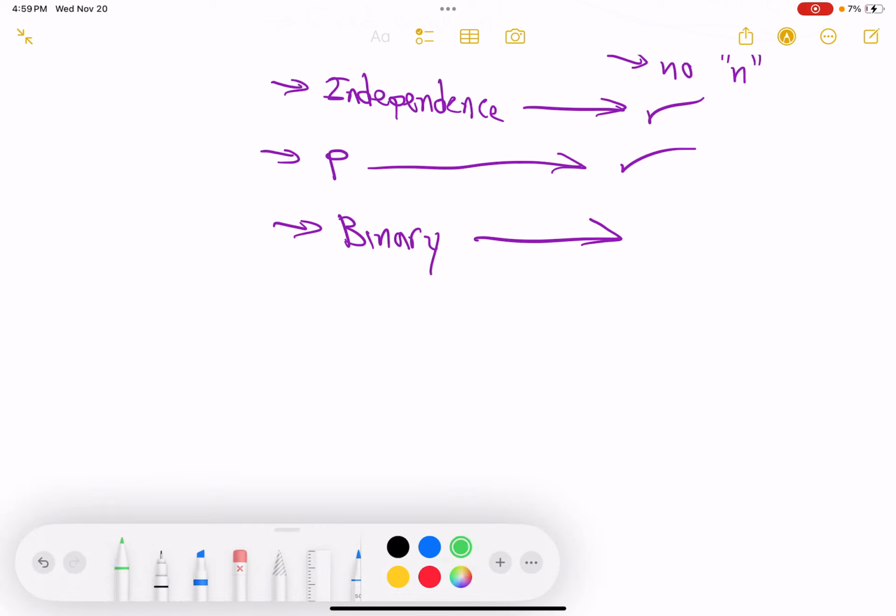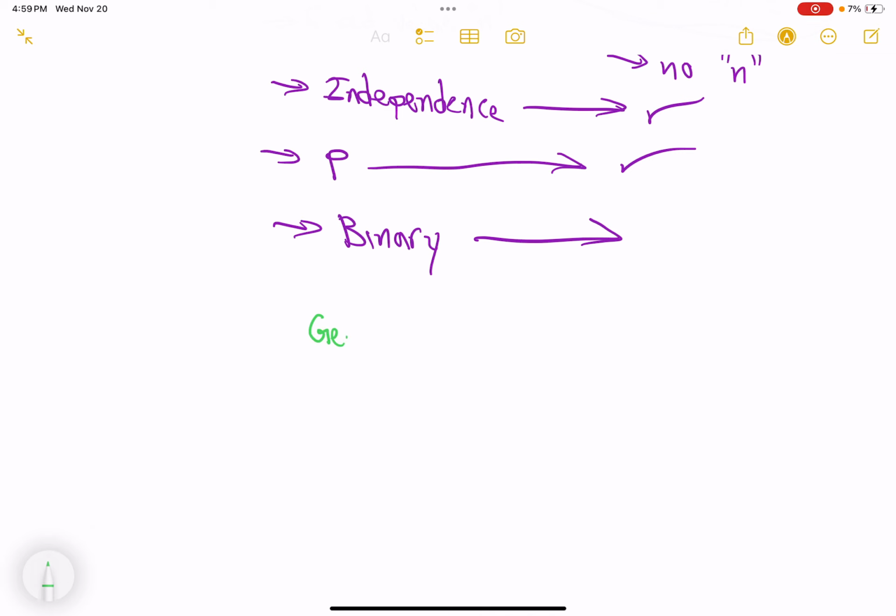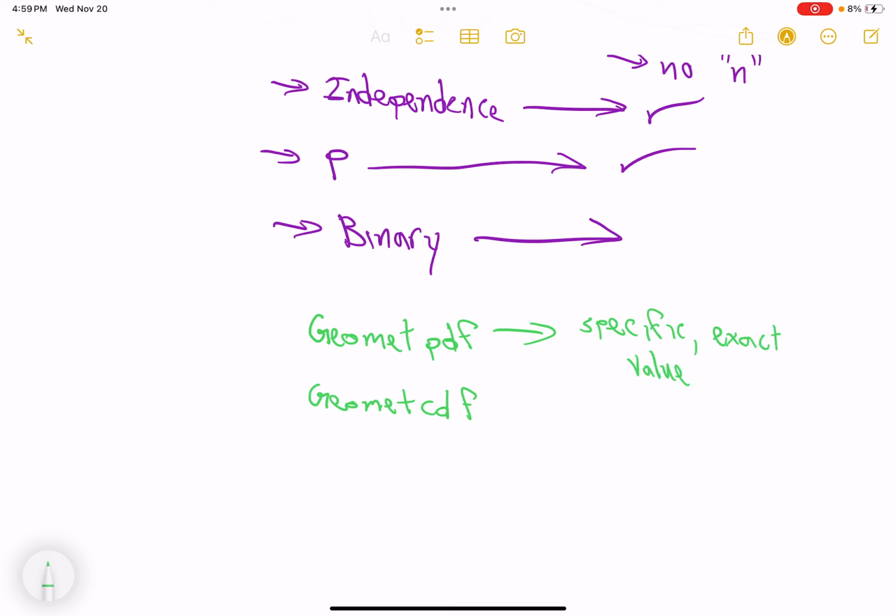The key component here is, much like binomial distributions, geometric distributions have a function, geometPDF, and geometCDF. And it's all about the geomets, as we know. GeometPDF is for a specific exact value, i.e. what are the odds that I find success on the fourth try? And geometCDF is cumulative. Same situation. Oh, wait. Cumulative is 1m, right? Meaning that it goes from the start to the value.